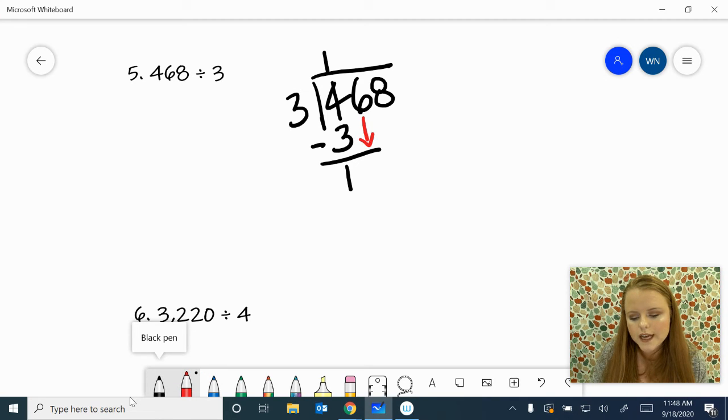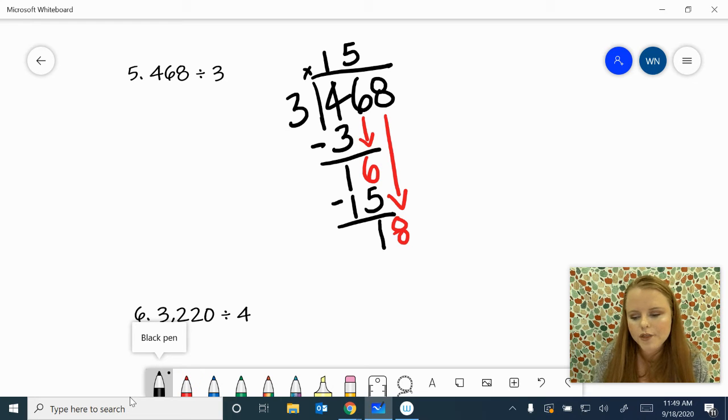Let's go ahead and bring down that 6. 3 can go into 16 5 times. 3 times 5 is 15. 16 minus 15 is 1. I hope you're still with me. Bring down that 8.